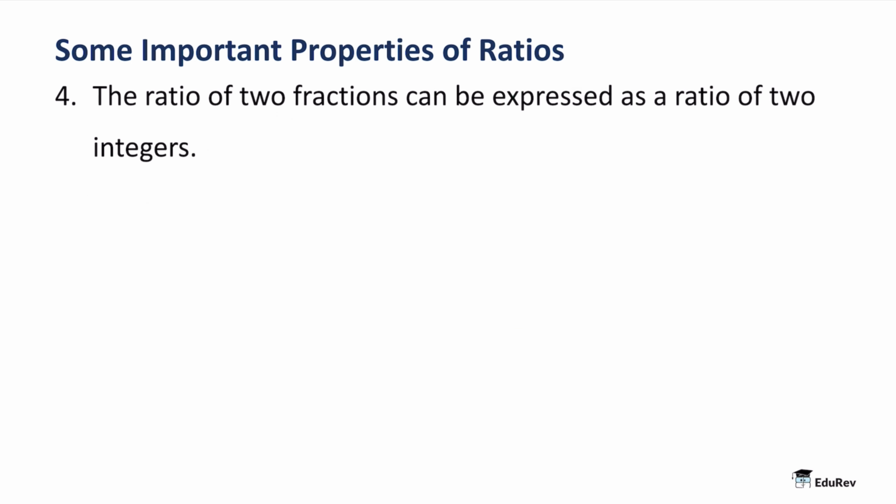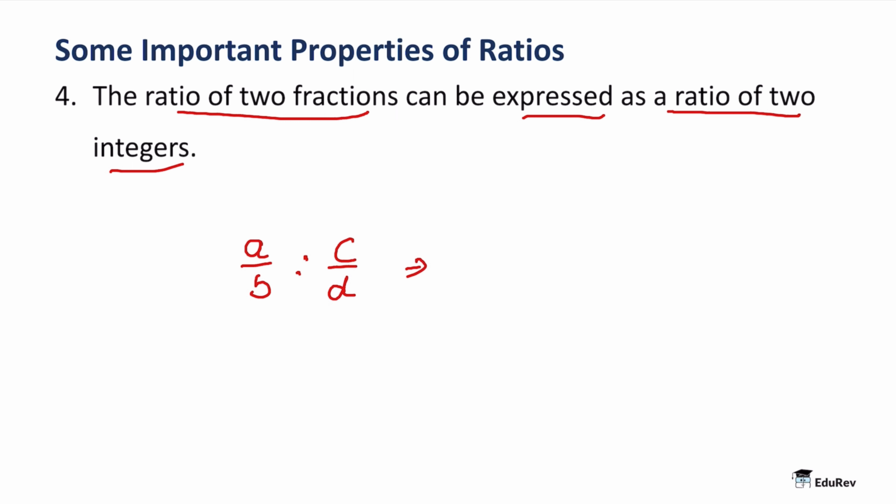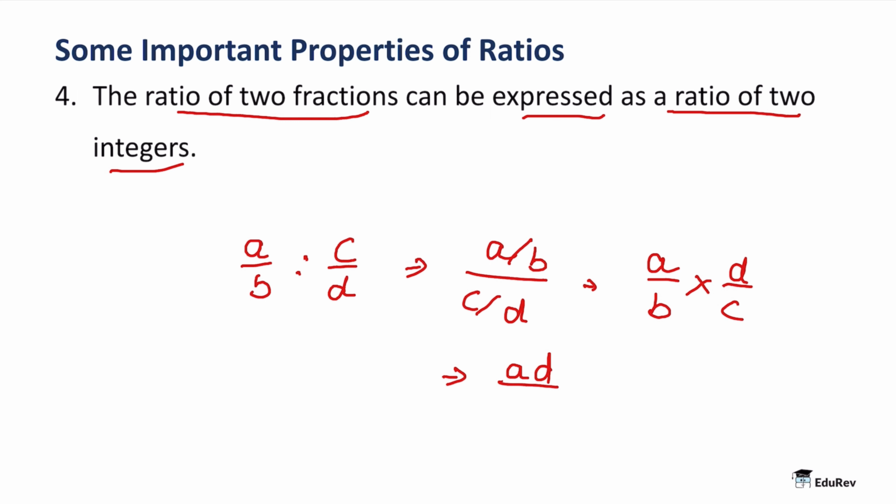Now let's look at the fourth property. The fourth property states that the ratio of two fractions can be expressed as a ratio of two integers. So let's assume that we have a ratio which goes like A by B is to C by D. Now I can rewrite it as A by B divided by C by D, right? And if once again I go for the multiplication, it becomes A by B into D by C, which comes out to be AD by BC.